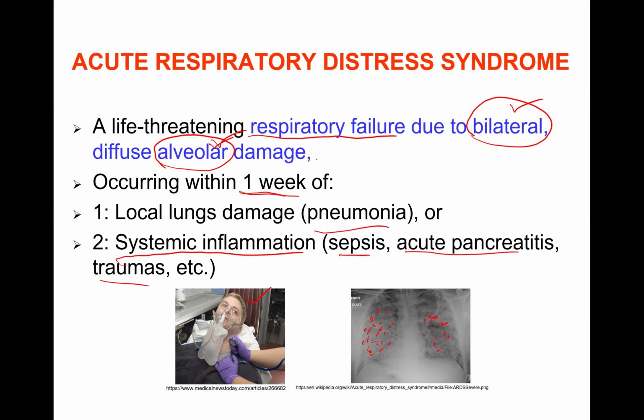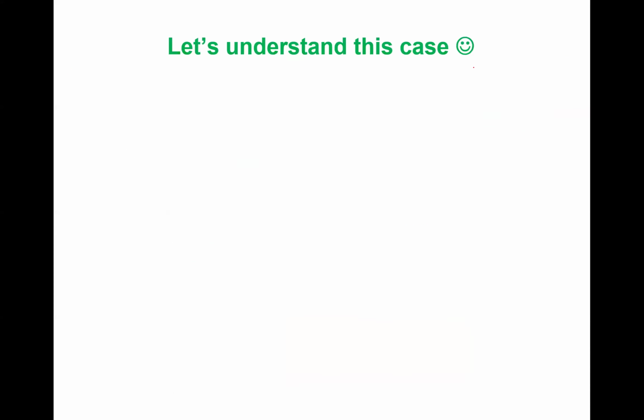Let's say a patient is suffering from acute pancreatitis. Within 1 day, 2 days, or 3 days, maximum 7 days, the patient starts suffering from respiratory distress. Now both lungs' alveoli are damaged. So we say the patient is suffering from ARDS, right? Great. Now let's understand this case.